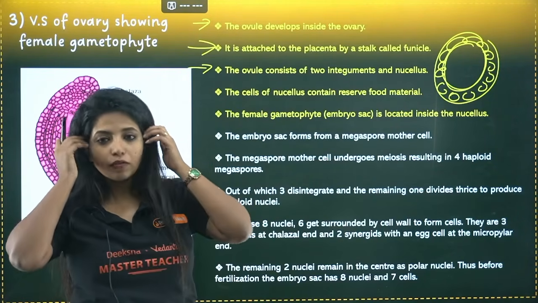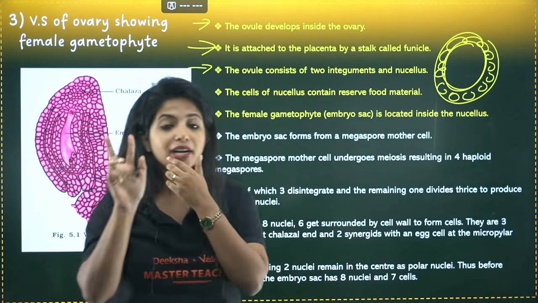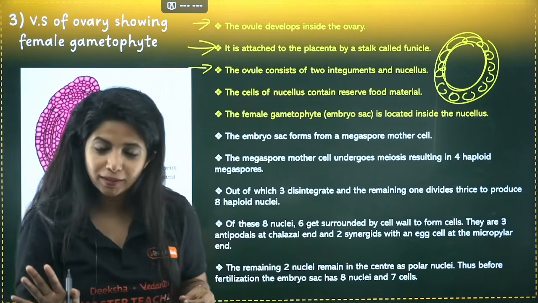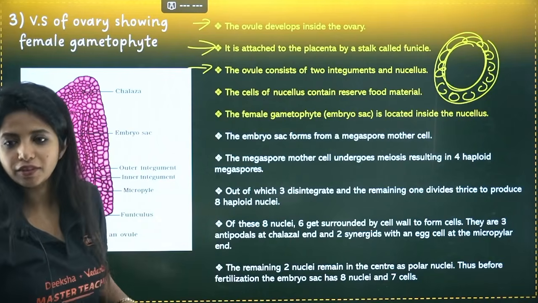So don't think it's going to be difficult when you see all these big points. You have to write any 2 points, write it properly. Cool. This is the VS of ovary showing the female gametophyte.